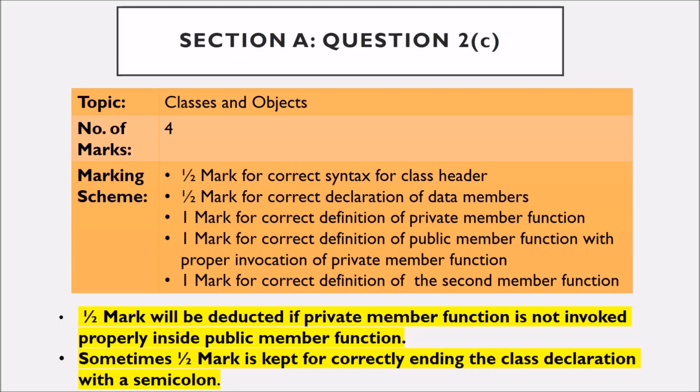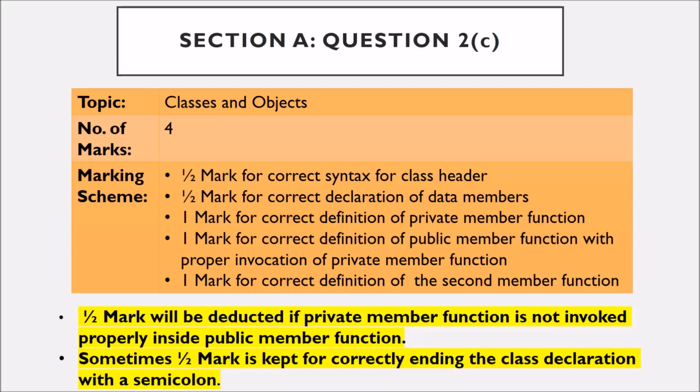Half mark is given for writing correct syntax for class header, half mark for correct declaration of data members, 1 mark for correct definition of private member functions, and 1 mark for correct definition of public member function with proper invocation of private member functions. 1 mark is assigned for correct definition of second member function.